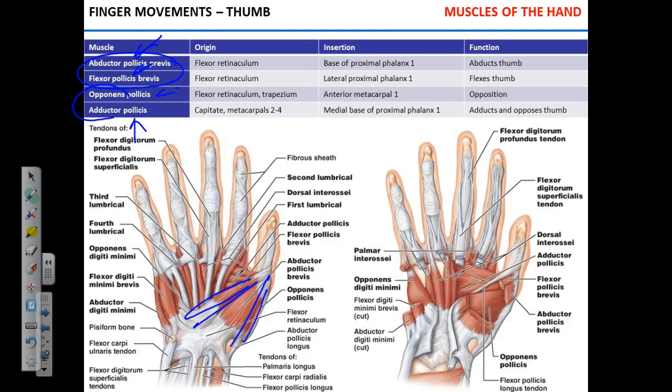Opponens pollicis is responsible together with opponens digiti minimi for this. So this is opponens digiti minimi. Adductor pollicis is a little muscle here. You can see it deep. This is the adductor pollicis. It brings your abducted thumb back to the palm.